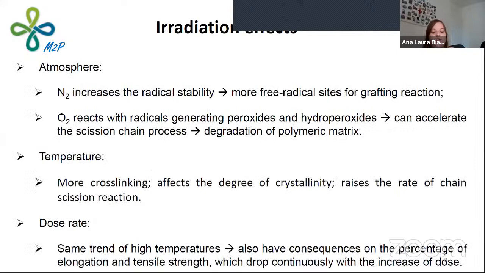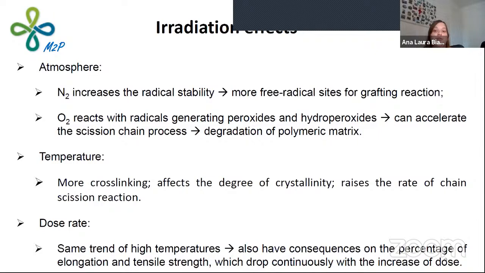These reactions depend on the irradiation conditions. For example, the atmosphere: if the irradiation is done in an inert atmosphere like nitrogen, the stability of the radicals will be increased, and the reactions that I showed in the previous slides will happen with less intensity. Not to mention that there will be no formation of hydroperoxides, and then there will be more radicals available for the grafting later, right? The temperature is another important factor.